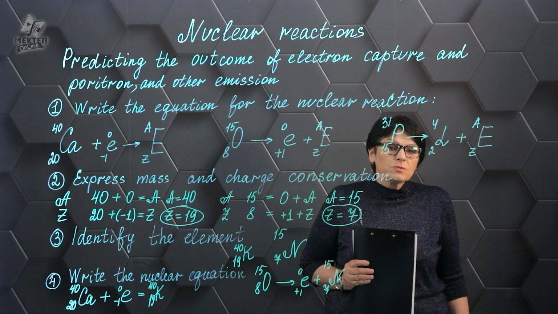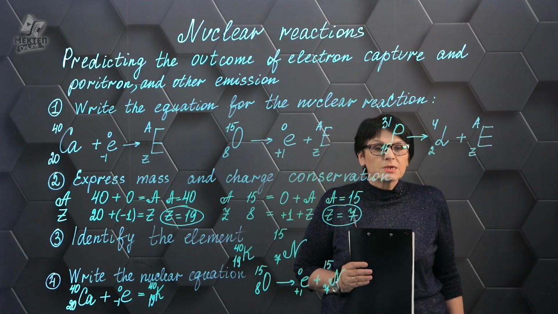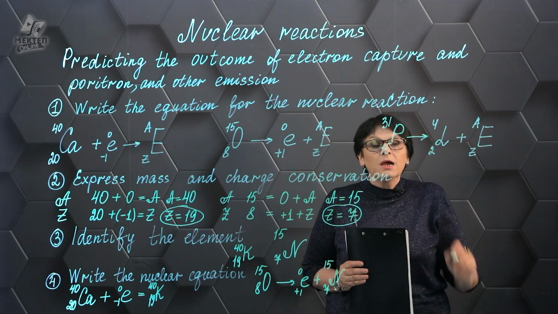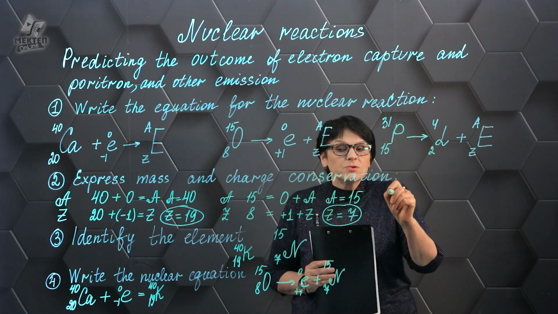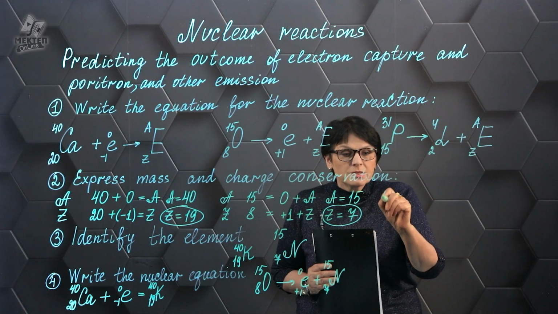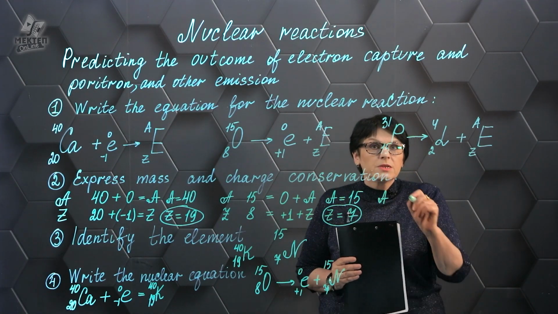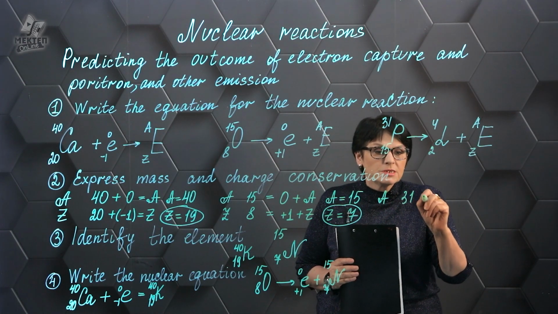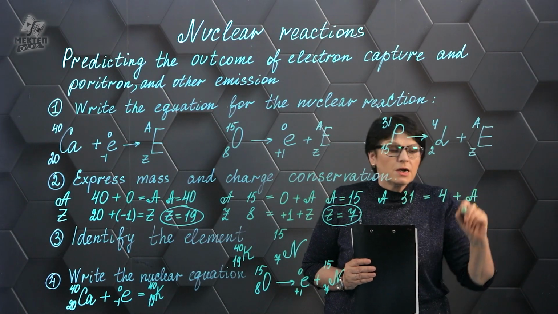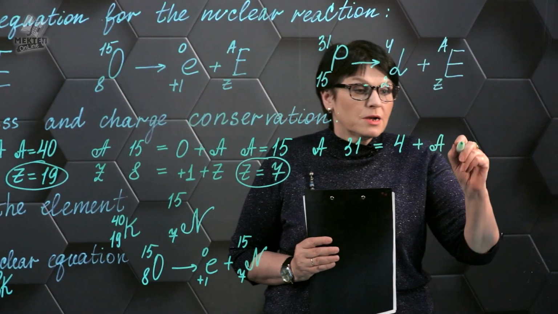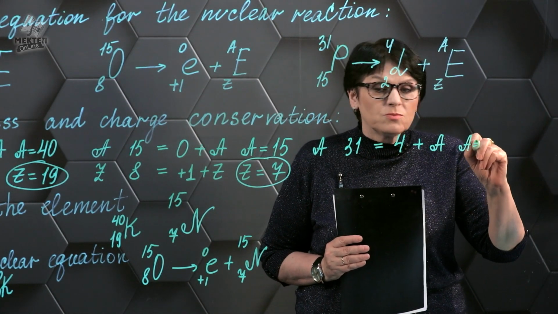Okay, well, let's see what other decays there are. The suggestion here is to find what element the unknown element would be if alpha decay occurs. Well, in order to do that, we use the same rule. So the first way to do this is to establish what the mass will be. On the left side we have 31. On the right hand side we have 4 plus the unknown atomic mass of the element. Then in this case we can easily calculate that the mass of this element will be 27.